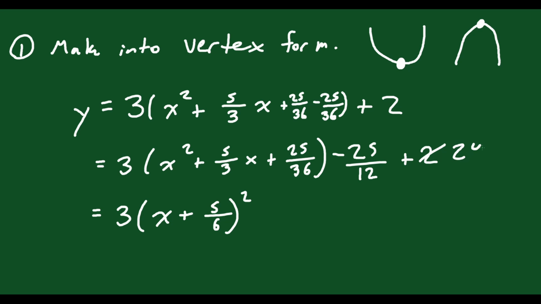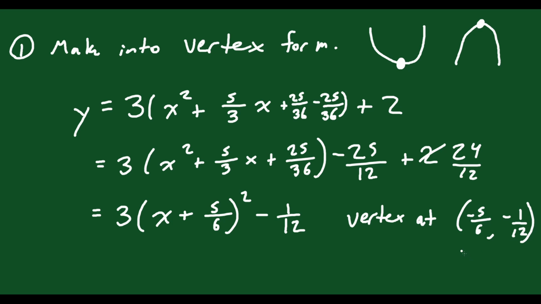That 2 can be written as 24 over 12, just so we have a common denominator, and you get negative a 12th. So now that this is in vertex form, I know where the vertex is, right? The vertex is at negative 5 over 6, negative 1 over 12. So then you have to ask yourself, is it a minimum or a maximum? Well, this 3 here is positive, right? The function opens up like this. Therefore, we have a minimum value. So you could say that the minimum is equal to negative a 12th, and it's occurring at x equals negative 5 over 6. That would be your answer. Okay, so that's the first method.